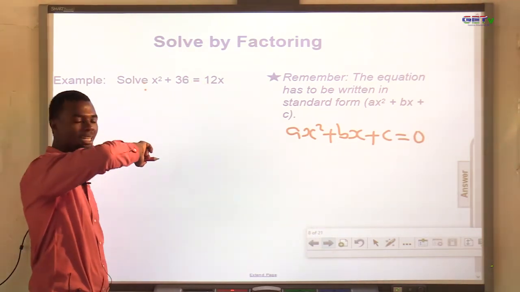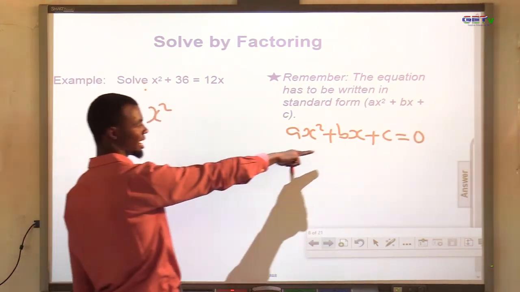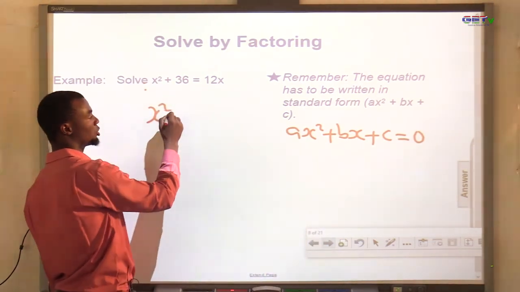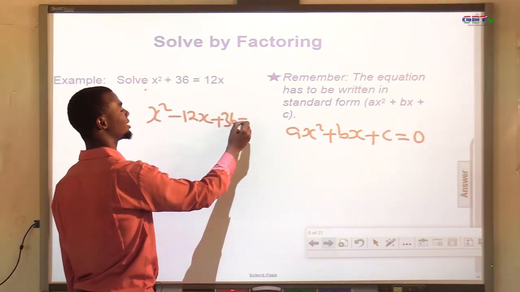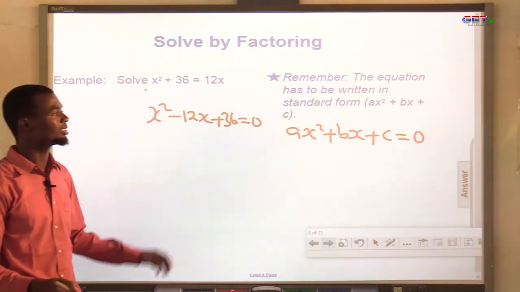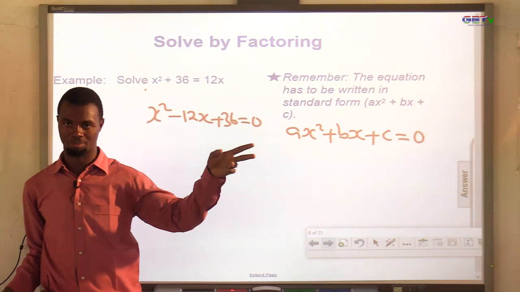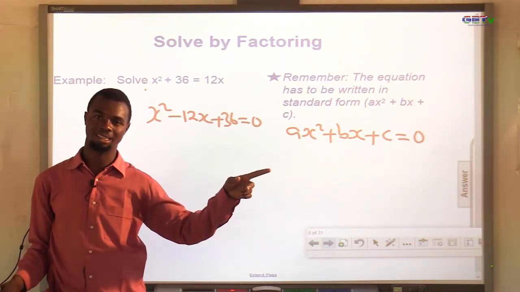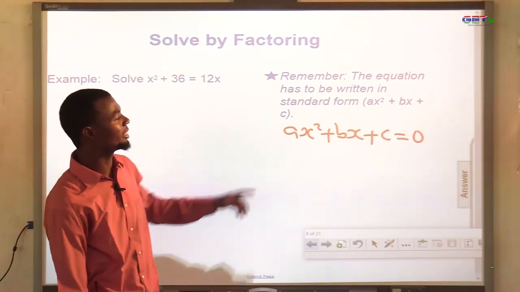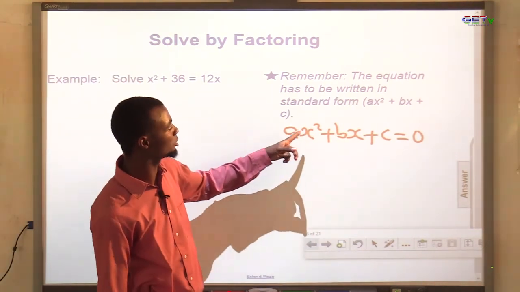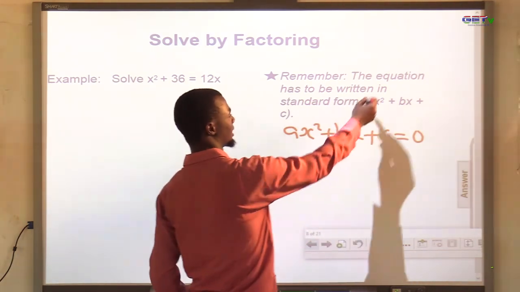We have to move this. Transpose it to the other side. That is x squared. We bring the 12x so that we'll have it in this form. If we transpose it, it becomes x squared minus 12x plus 36 is equal to 0. That is the first thing you need to do: write it in the standard form. After you write it in the standard form, then you do the other tips that you are shown. Remember it should be ax squared plus bx plus c is equal to 0. This one and this one are all the same.